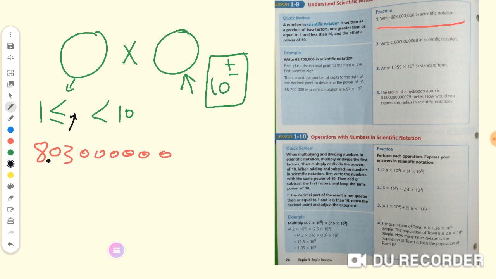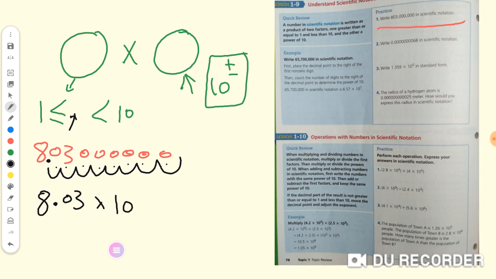Okay. How many digits are here now? 1, 2, 3, 4, 5, 6, 7, 8. So we move the point 8 positions, 1, 2, 3, 4, 5, 6, 7, 8, and put it here. Why? Because I need the number 8.03, which is between 1 and 10, times 10 to the power what? As we said before, 1, 2, 3, 4, 5, 6, 7, 8, so it's 10 to the power 8. I can write it like this. This is the scientific way: the first number between 1 and 10, the second number 10 to the power.